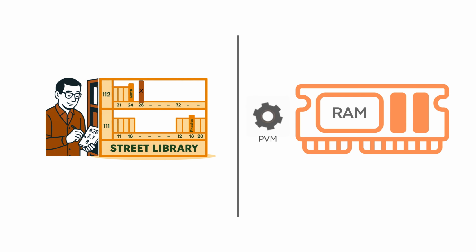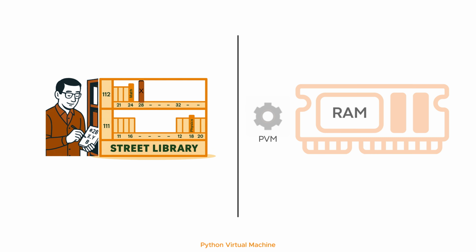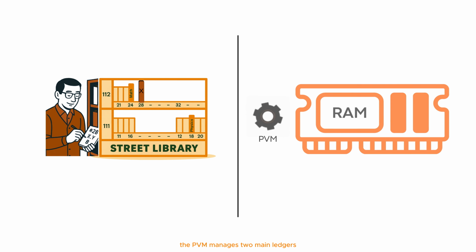Switch to more technical explanation. This is a beautiful analogy for what happens inside your computer. But who is this librarian? In our introduction lesson, I mentioned that Python is a high-level language, and you don't need to worry about things like memory management. That's because Python has its own librarian working behind the scenes. This system is called the PVM, Python Virtual Machine. The PVM manages two main ledgers, or we can say tables.